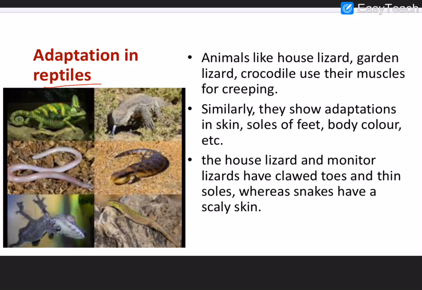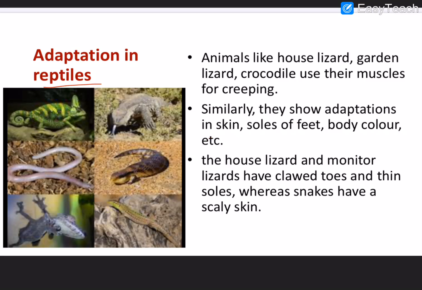Next we are going with the adaptation in reptiles. So reptiles, you can see the different kinds of reptiles in this image. Snake is a reptile, lizards, different types of lizards you can see. So these are all examples of reptiles. Reptiles means they live in soil. You can see animals like house lizard, garden lizard, crocodile use their muscles for creeping. Means they creep in the soil, move fully in soil. So that kind of animals are reptiles.